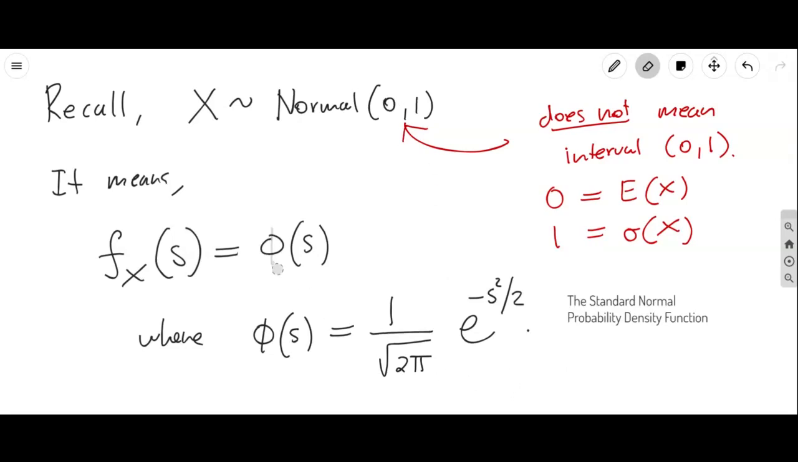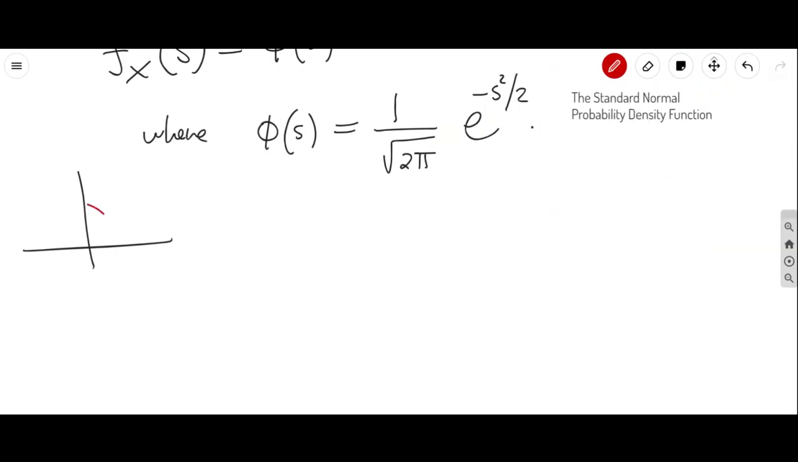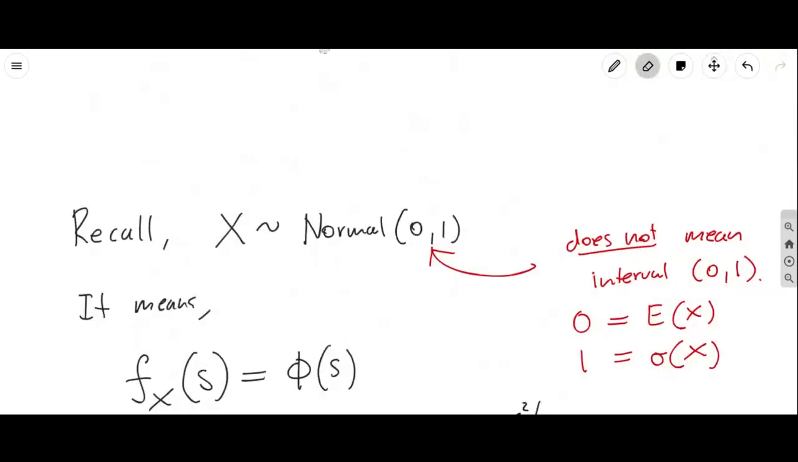This is the famous curve that you see on the front cover of every probability book. It goes like this, like that. It happens to descend very quickly because it's not just an exponential, it's a square exponential. So that is what it means for a random variable to follow this.